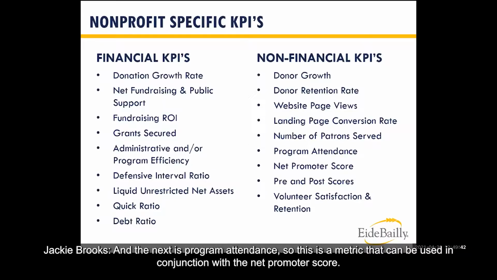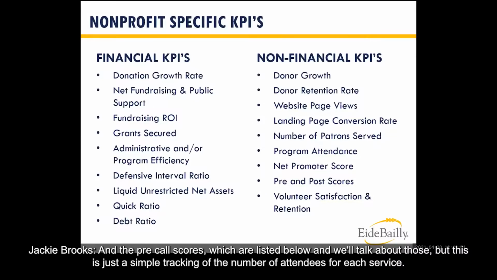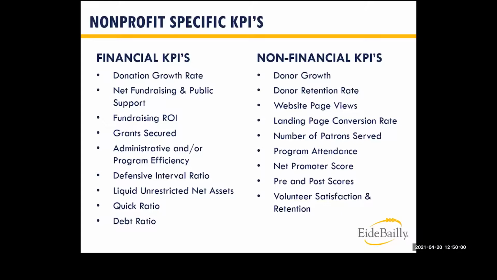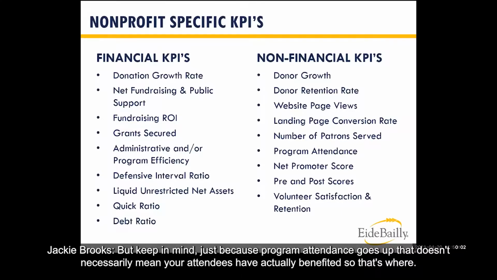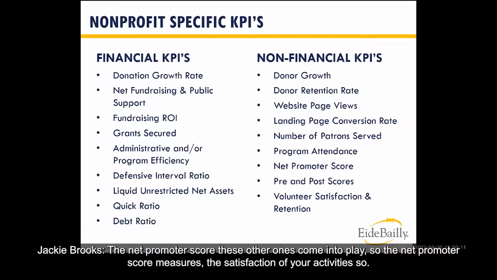The next is program attendance. So this is a metric that could be used in conjunction with the Net Promoter Score and the pre and post scores, which are listed below, and we'll talk about those. But this is just a simple tracking of the number of attendees for each service. But keep in mind, just because program attendance goes up, that doesn't necessarily mean your attendees have actually benefited. So that's where the Net Promoter Score and these other ones come into play.